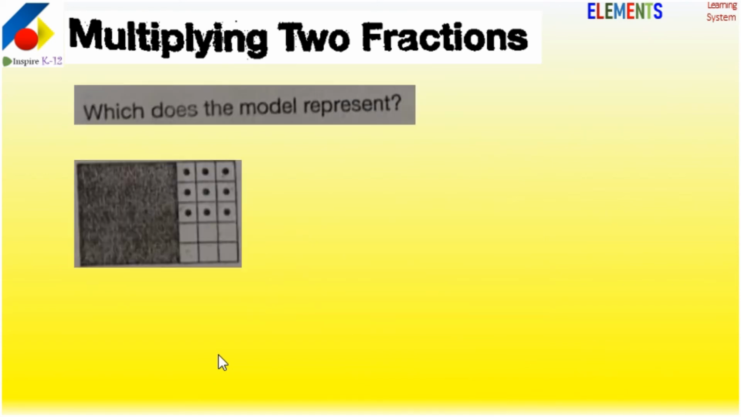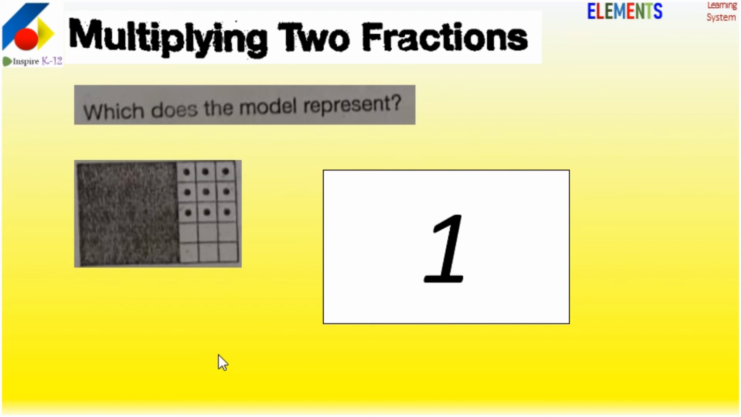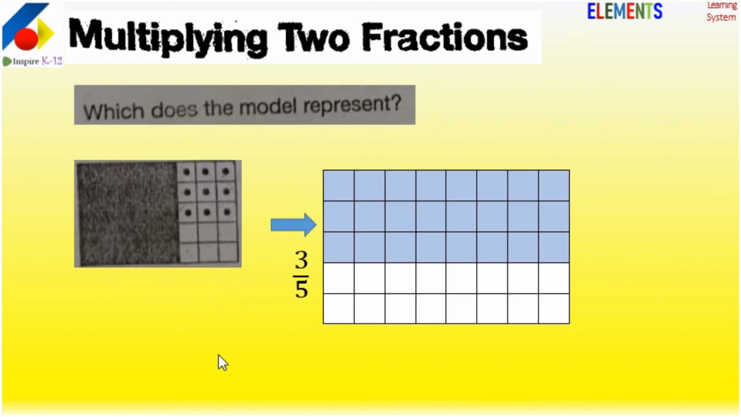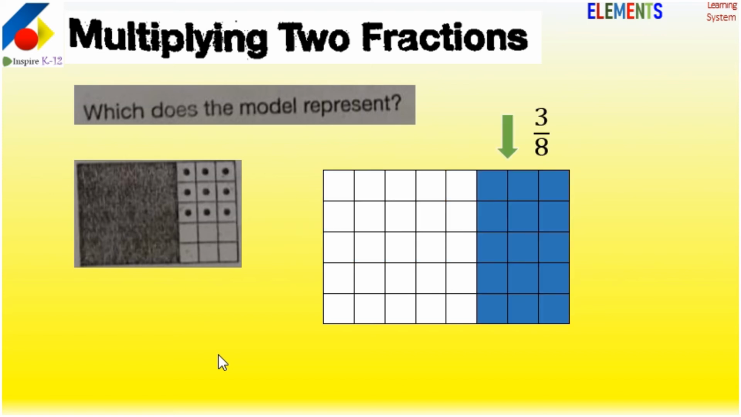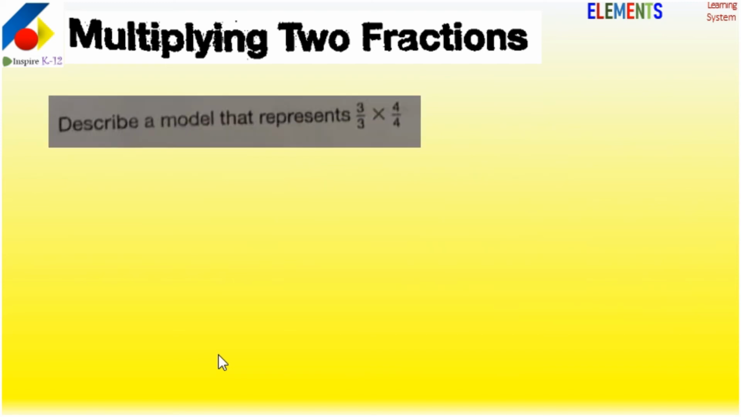Now the next question, what does this model represent? Simple question like those, but let's do it. This is 1, right? And now this part is 3/5 and this part is 3/8, we put them together, so we get 3/5 of 3/8, or 3/5 multiplied by 3/8. Done, finished. Now, the next question is, and this is the last question today, I think, describe a model that represents 3/4 multiplied by 4/4.